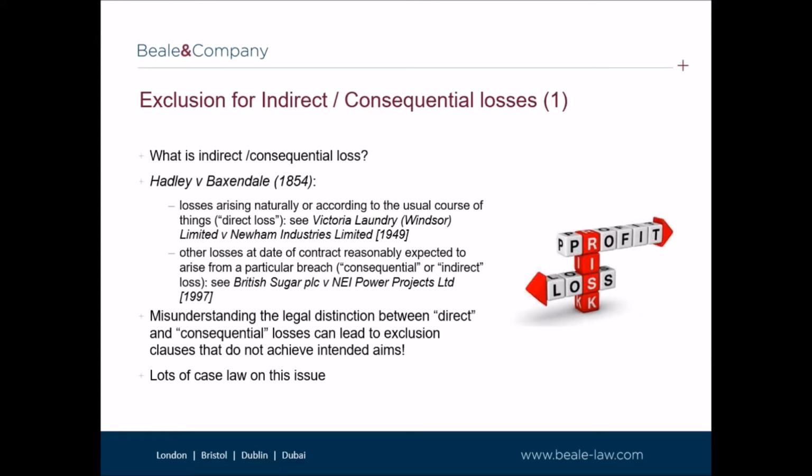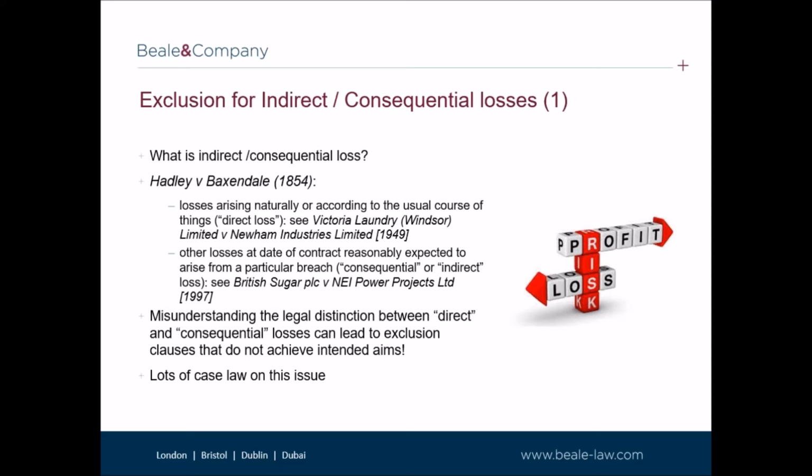Consultants' appointments, in our view, should also include an exclusion for indirect and consequential losses. This is to avoid the consultant being liable for losses which are far removed from the services being provided under the appointment. An exclusion for indirect and consequential loss, I think, is a common clause. It's also frequently negotiated between the client and the consultant. However, what does indirect and consequential loss mean?